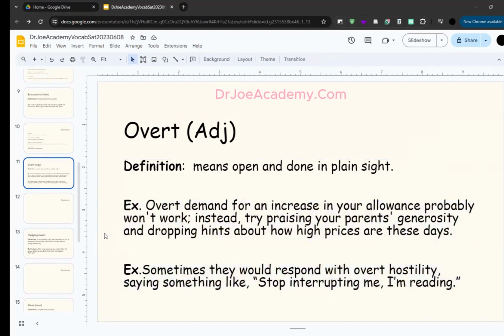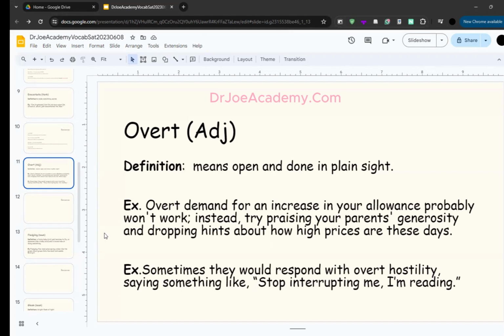Overt, definition: open and done in plain sight. Example: An overt demand for an increase in your allowance probably won't work. Instead, try praising your parents' generosity and dropping hints about how high prices are these days. Example: Sometimes they would respond with overt hostility, saying something like, "Stop interrupting me, I'm reading."